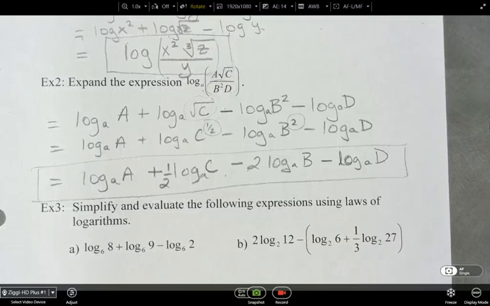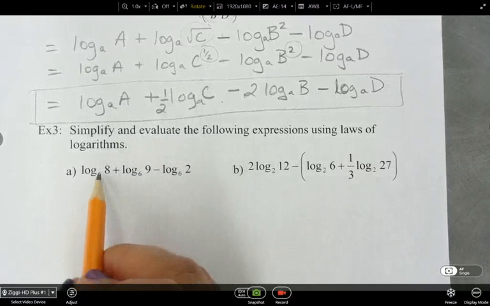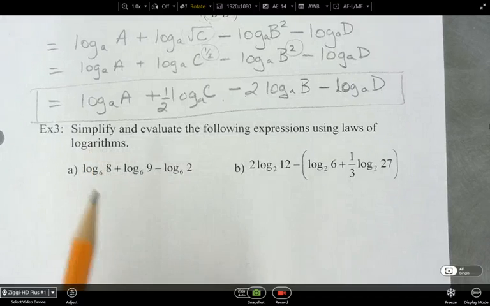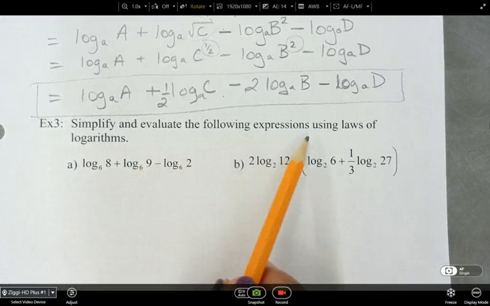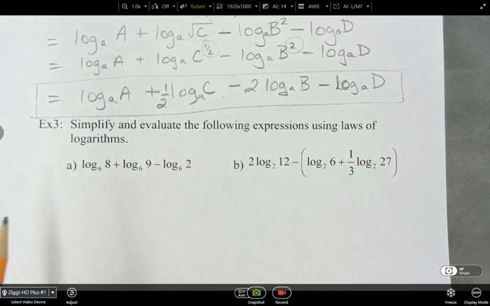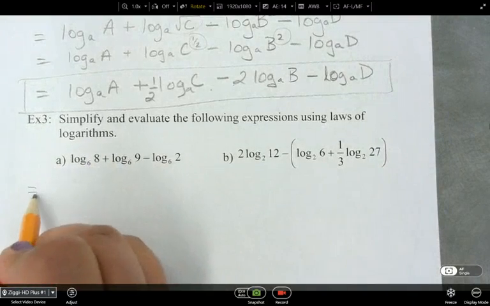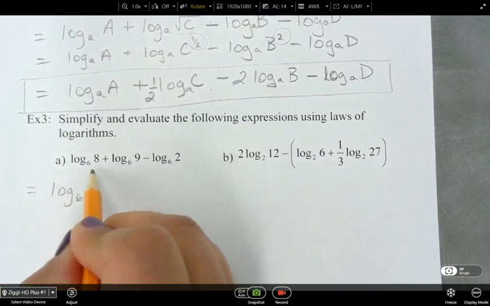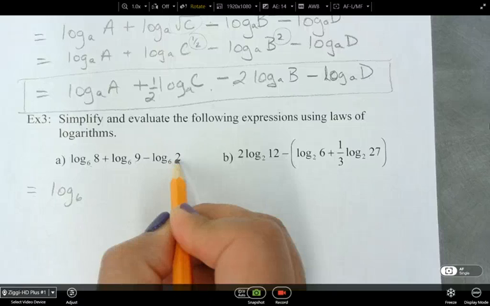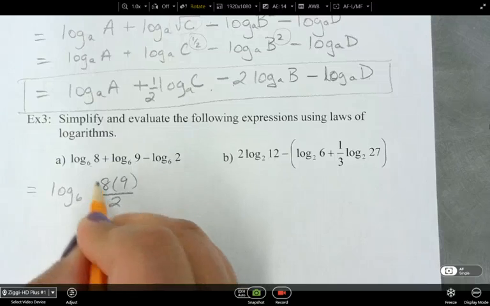Okay, so now this example 3, we've got some numbers that we're going to be doing exactly the same thing with. So simplify and evaluate the following expression using the laws of logarithms. So I've got the same base for everything, so that makes it nice and easy. Yeah, so I've got log base 6, and then these two multiply, and then that one divides. So I've got 8 times 9 over 2.